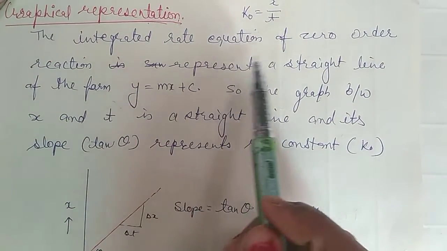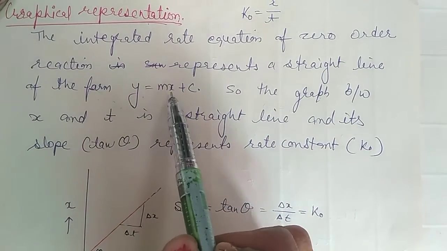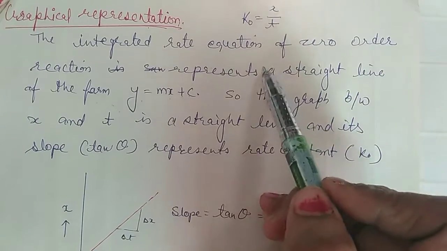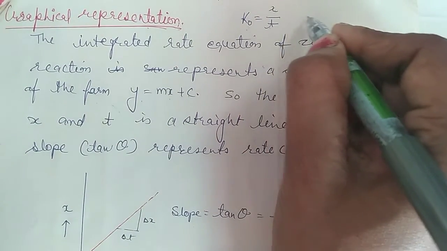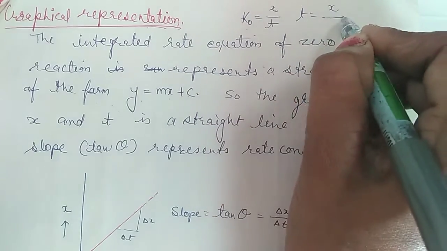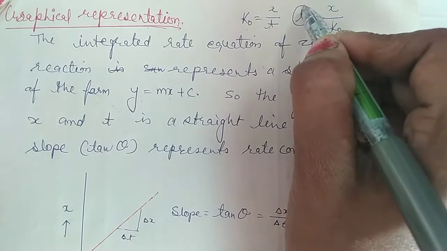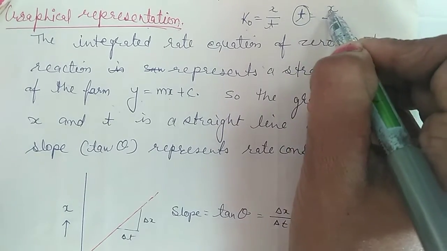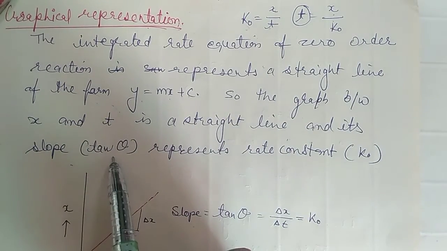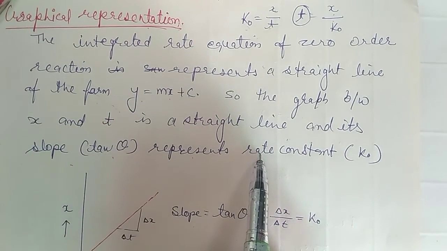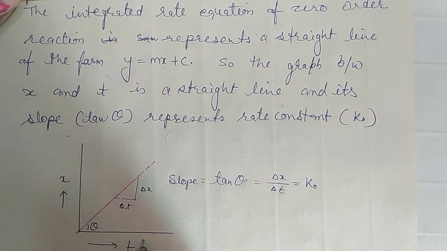The integrated rate equation of zero order reaction represents a straight line of the form y is equal to mx plus c. So when we plot the graph between x and t, here we can say t is equal to x upon k0. So the plot between t and x will be a straight line, and its slope, meaning tan theta, represents the rate constant.